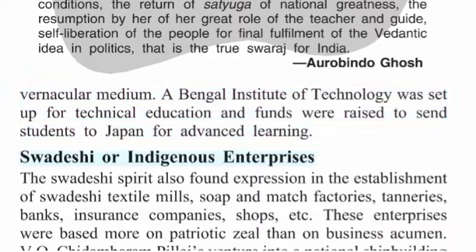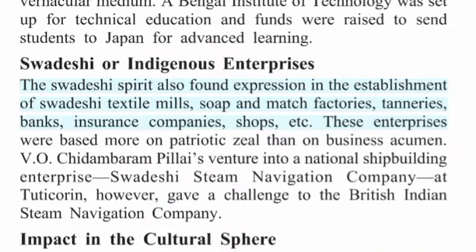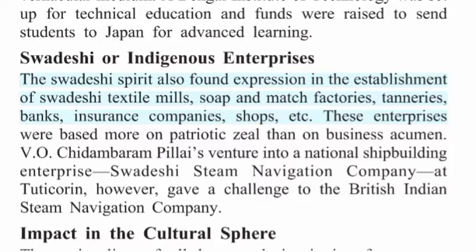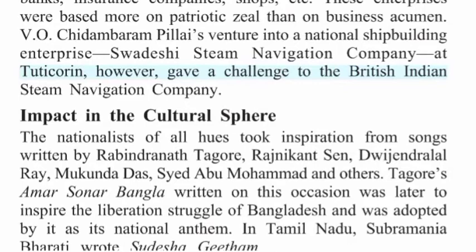Swadeshi or Indigenous Enterprises. The Swadeshi spirit also found expression in the establishment of Swadeshi textile mills, soap and match factories, tanneries, banks, insurance companies, shops, etc. These enterprises were based more on patriotic zeal than on business acumen. V. O. Chidambaram Pillai's venture into a national shipbuilding enterprise, Swadeshi Steam Navigation Company, at Tuticorin, however, gave a challenge to the British India Steam Navigation Company.